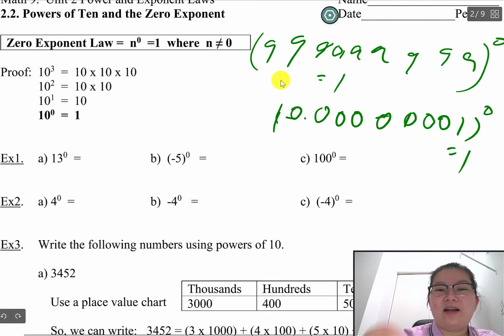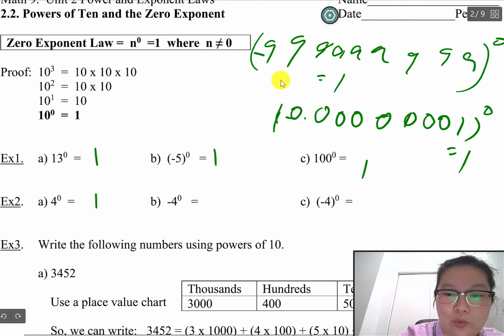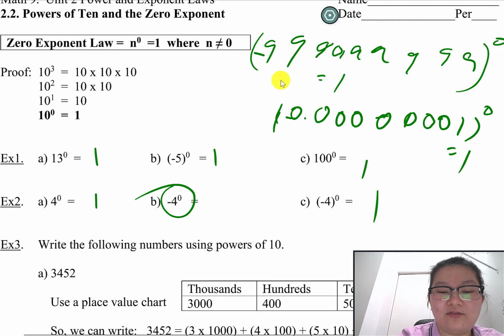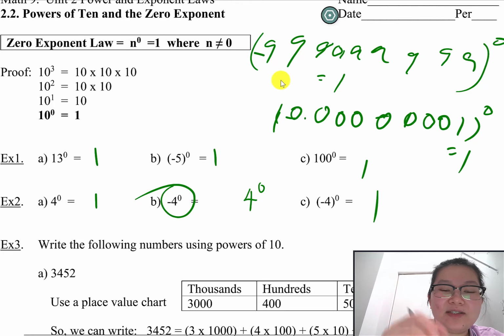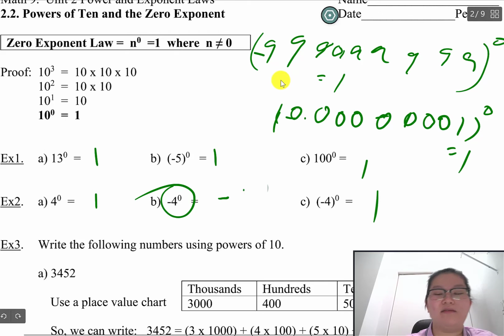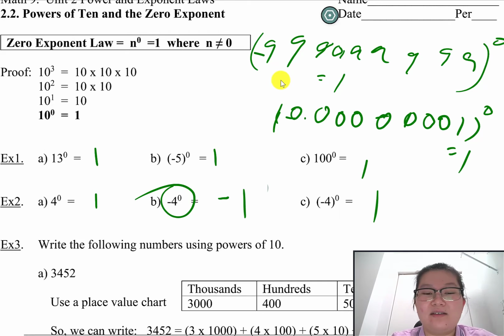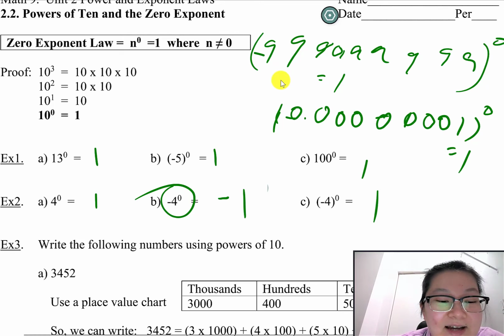And it doesn't matter if this is negative, that is negative, and so on. Whatever the case is, everything is going to be 1. Oh, wait a second. Actually, only B is different. Notice the 4 that is not in brackets: I still have 4 to the power of 0, which is 1. But remember that the negative in front means I have to multiply the whole thing by -1, which makes this -1. Everything else is just 1. So, very convenient sometimes, and it also reduces a lot of work.